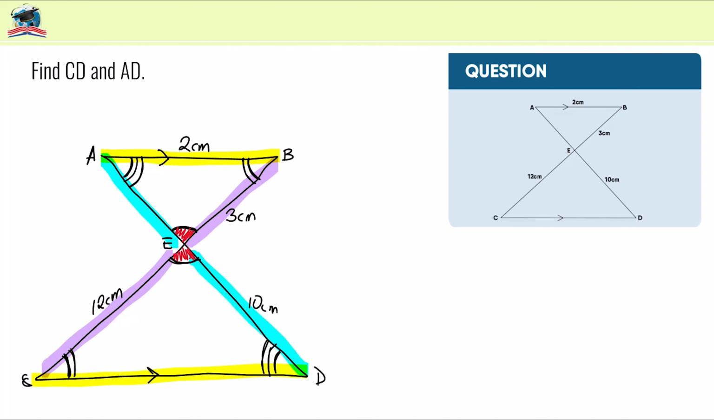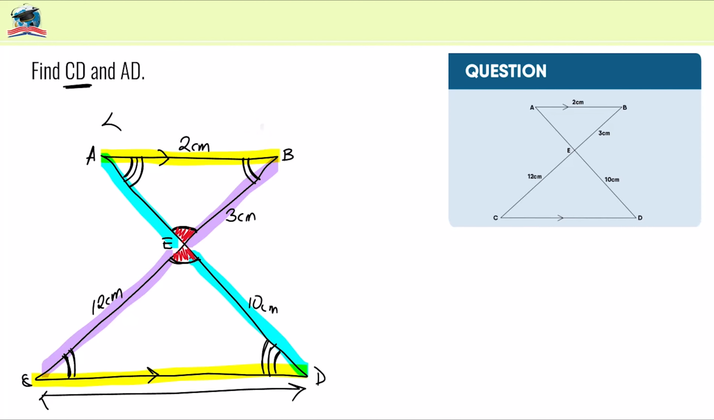Now, what are we told to find? We're told to find CD. CD is here. How do we get CD? Where's CD? CD is this distance here, the yellow one. So from here to here is our CD. And we already have this side here. So that's what we're going to use.